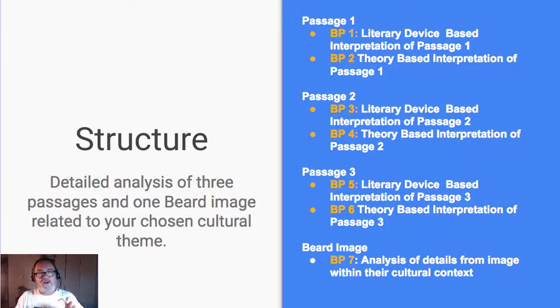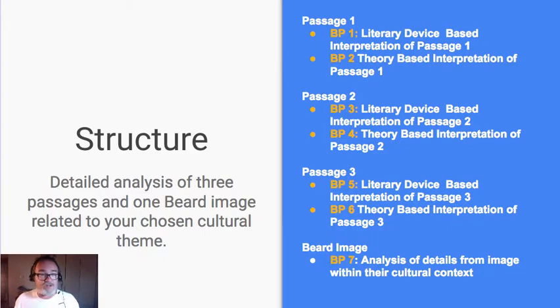So you'll notice that for each passage you choose, you'll be writing 2 paragraphs, and you've already done this for one passage. You write a paragraph where you take a literary device-based approach, and you write a second paragraph about that same passage from a theory lens. So that's the exercise, right? Passage 1, literary device, theory. Passage 2, literary device, theory. Passage 3, literary device, theory. Final wrapping up the body of the paper with an analysis of an image from the novel.